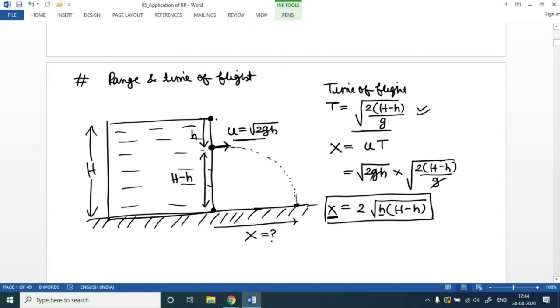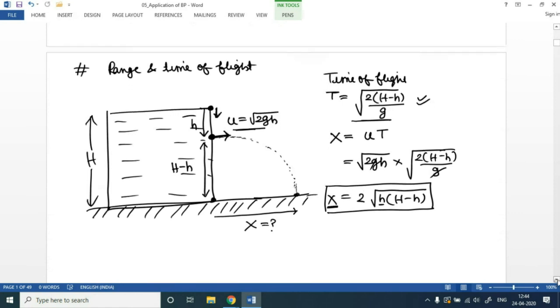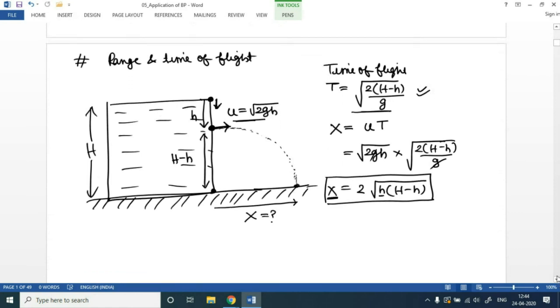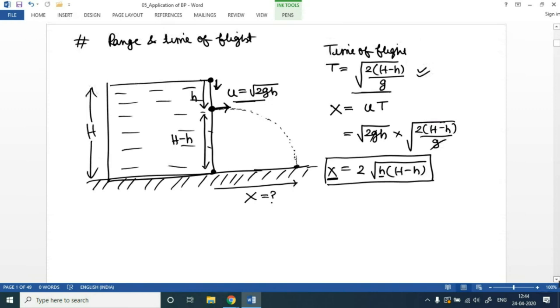So as the position of the orifice is lowered from the open surface of the liquid, the range would increase from 0 and reach some maxima, and then again it will start decreasing. When it is at the lowermost point, the range will again become 0. So if it is increasing to some maximum value, we will try to find out what that maximum value would be.